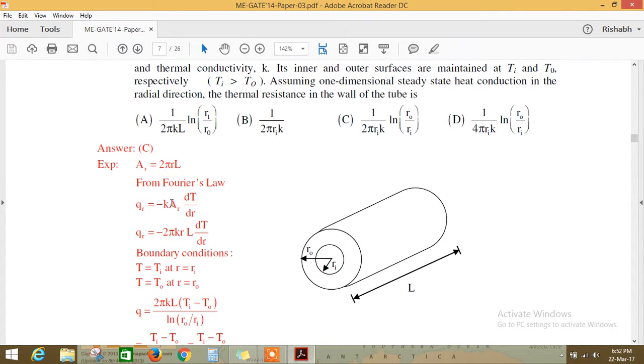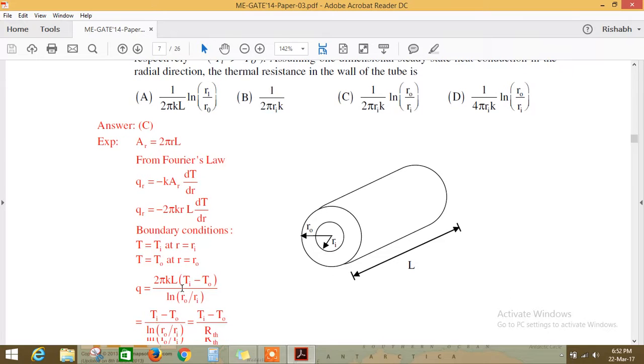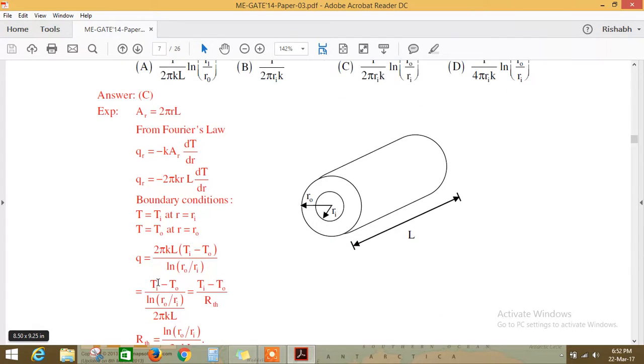Now here R is not constant, it varies from Ri to Ro, so you can easily take minus K into 2 pi RL by dT by dr, and you can integrate it from Ri to Ro, where the limits are T is equals to Ti at R equals to Ri, and T is equals to To at R equals to Ro. So you will get this expression.